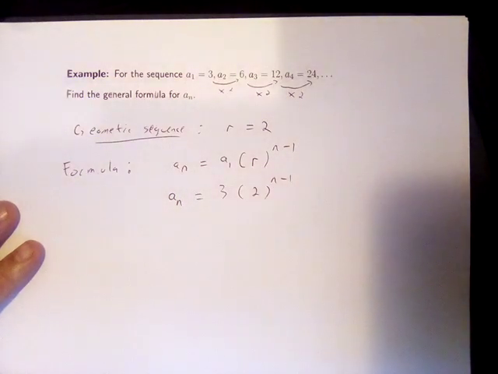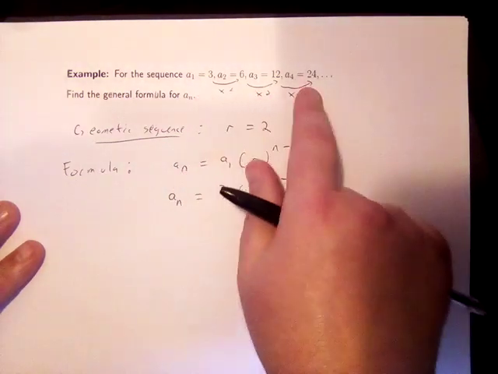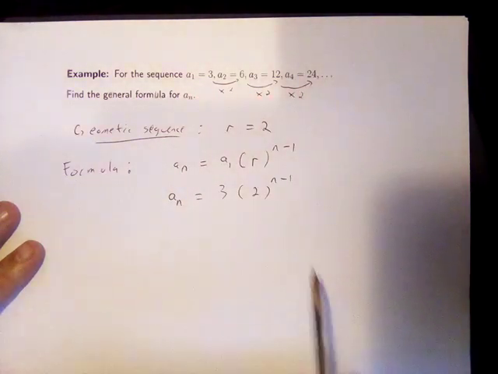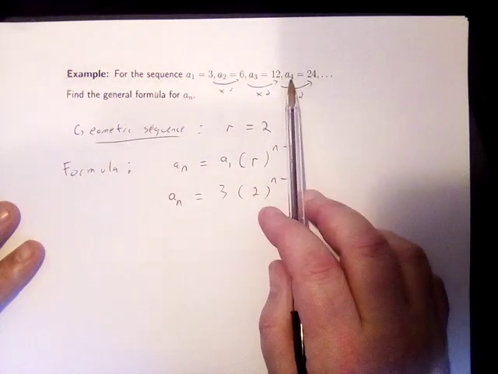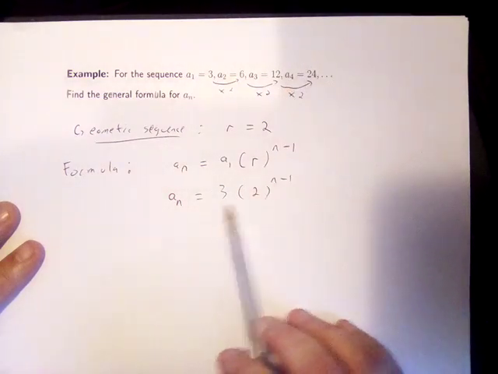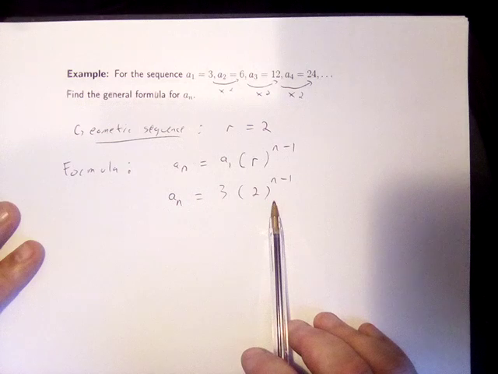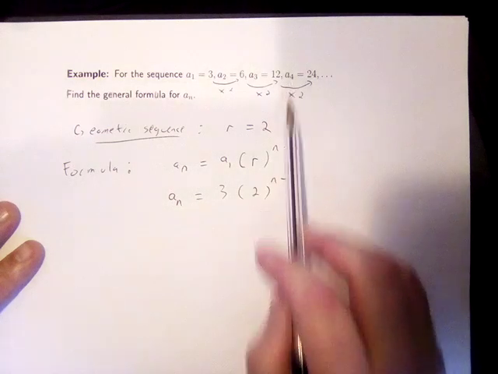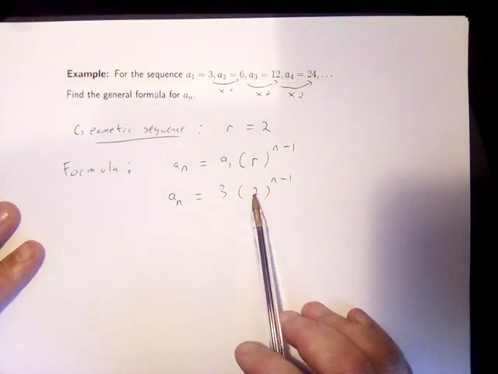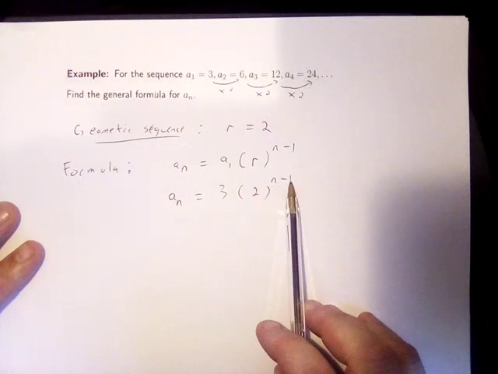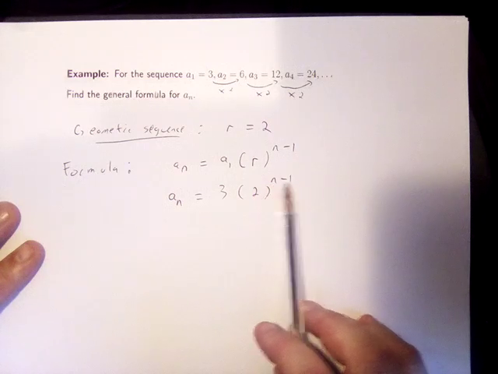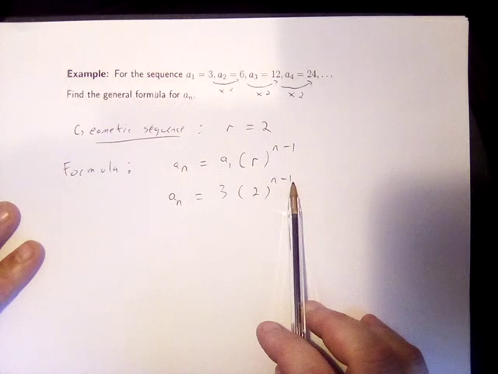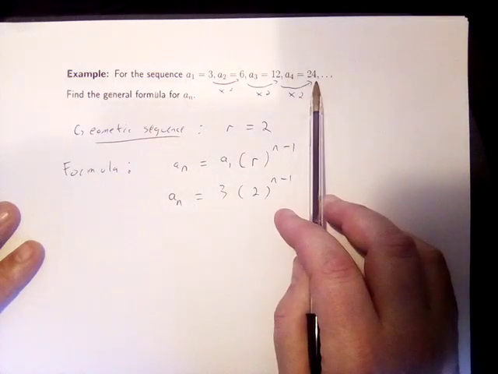And of course, we should be able to double check to make sure that this formula gives us the terms of the sequence that we've seen. So for example, if I were to put in 4 for n, hopefully this should give me 24 as an answer. And it does. If I were to put 4 in for n, I would have 2 to the power of 4 minus 1, or 2 to the power of 3, which is 2 times 2 times 2, or 8. And 8 times 3 does indeed give me 24.